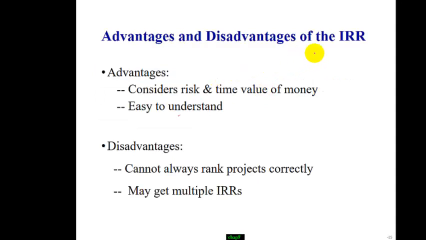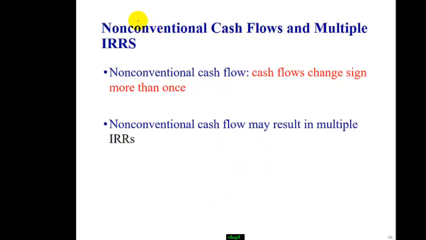IRR is very popular and shares a lot of common features with NPV. But there are two situations you have to pay attention to where IRR may make mistakes. Number one, when you're ranking projects. Number two, when we deal with non-conventional cash flows. So what do we mean by non-conventional cash flows? Typically, when the cash flow of the project changes sign more than once.